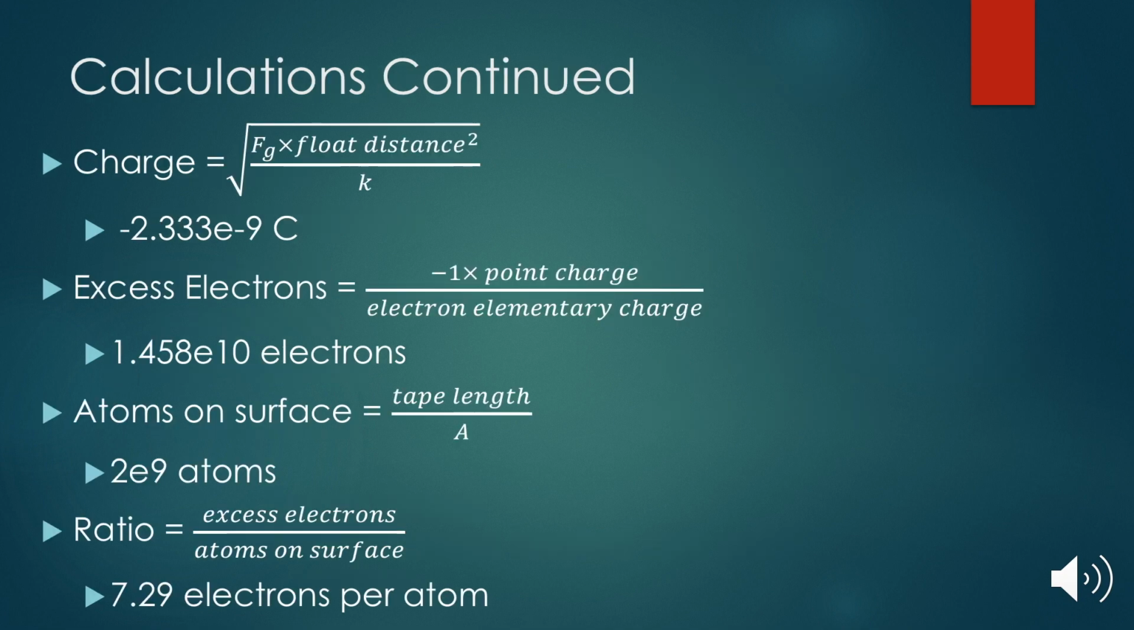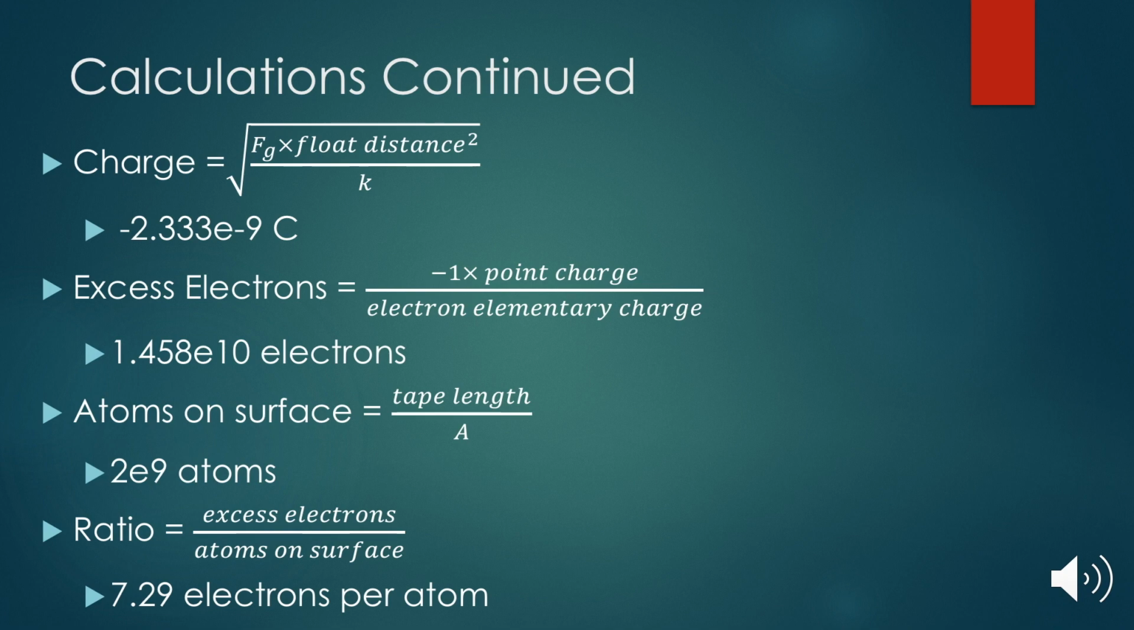A few more calculations were needed for this lab. For the charge, that is the force of gravity times the float distance squared all over k, and this is the square root of that whole thing. That comes out to be negative 2.33 times 10 to the negative 9 coulombs. The excess electrons were found by multiplying negative 1 times the point charge over the elementary charge of the electron, and that came out to be 1.458 times 10 to the 10 electrons.